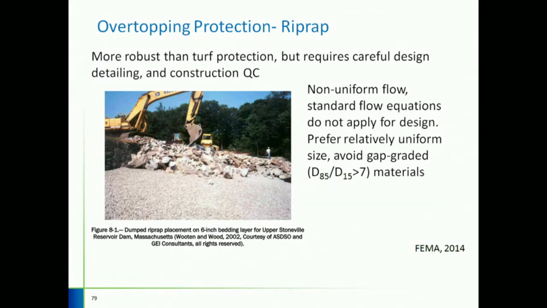The last one is a riprap. This is more robust than turf protection, but requires careful design detailing and construction QA/QC. We need to remember that for non-uniform flow, standard flow equations do not apply for design. And for this, research has shown that it's better to have uniform size and avoid gap-graded materials. What gap-graded means here is this condition.